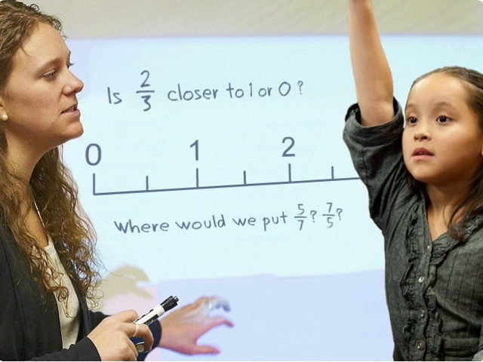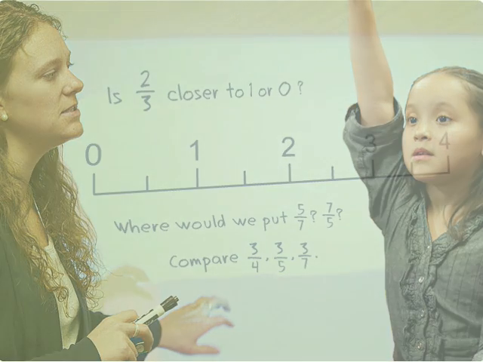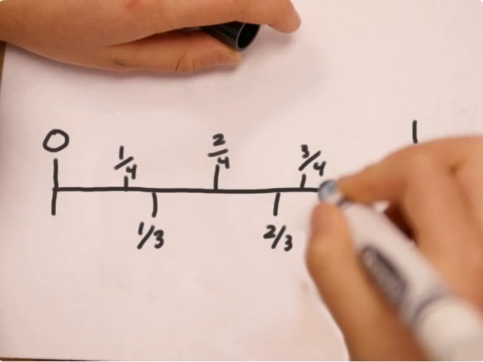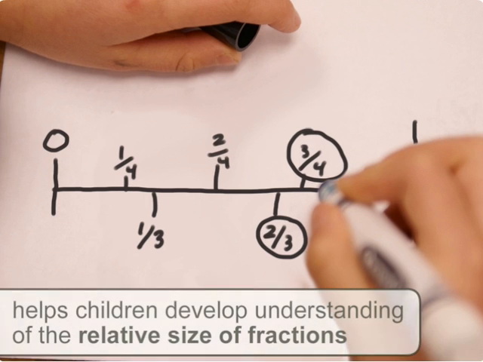What about 7/5? Compare several fractions with the same numerator, such as 3/4, 3/5, and 3/7. More advanced work with number lines involves using parallel sets of labels, with each set showing fractions with different denominators. For example, students could be asked to compare 2/3 and 3/4 and identify which is greater. This use of the number line helps children develop understanding of the relative size of fractions.